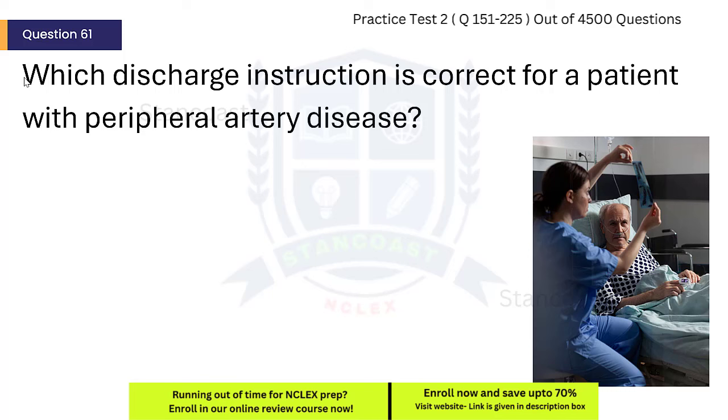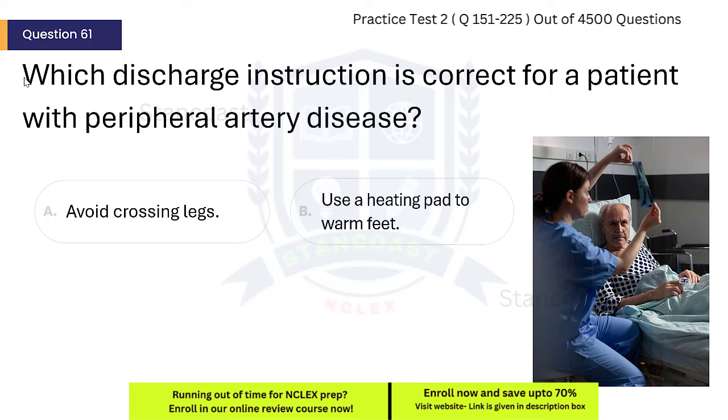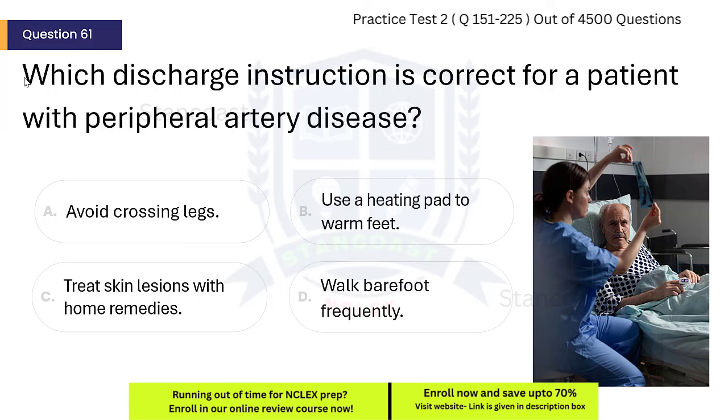All right, moving on. Which discharge instruction is correct for a patient with peripheral artery disease? A. Avoid crossing legs. B. Use a heating pad to warm feet. C. Treat skin lesions with home remedies. D. Walk barefoot frequently. Think about how to improve circulation and prevent complications.